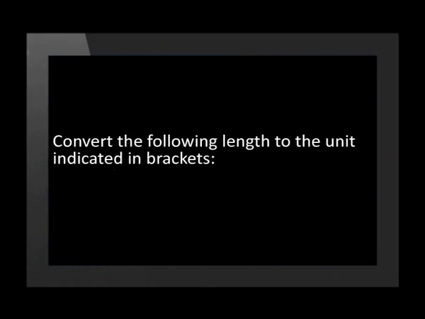Convert the following length to the unit indicated in brackets. 185 centimeters to millimeters. Use a table to help you answer the question. In the top row, we fill in the units, centimeters and millimeters. In the next row, we fill in the measurement we were given, keeping the same units in the same column. This means that 185 centimeters is written in the centimeters column. Lastly, add the conversion factor to the bottom row, keeping the same units in the same column.